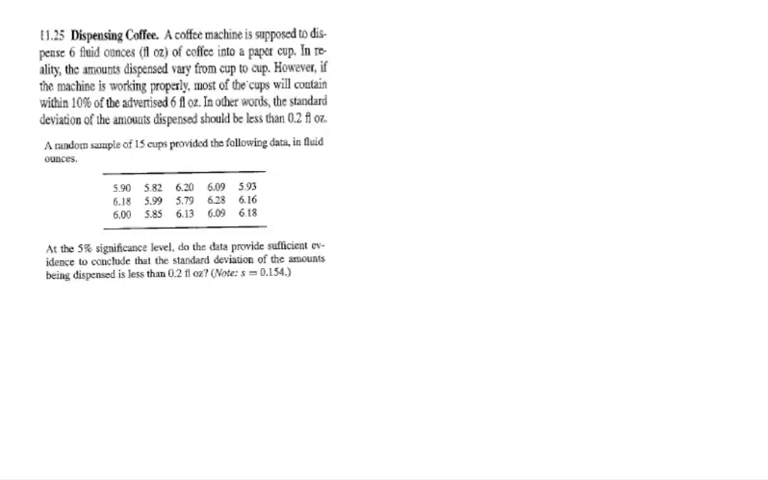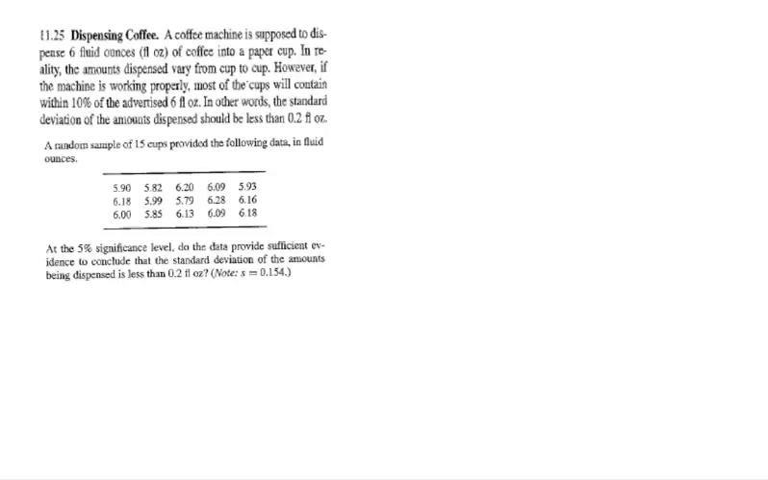A random sample of 15 cups provided the following data in fluid ounces. At the 5% significance level, does the data provide sufficient evidence to conclude that the standard deviation of the amounts being dispensed is less than 0.2 fluid ounces? And it says that S is equal to 0.154. Now the S is the standard deviation of the sample, and we have 15 cups.